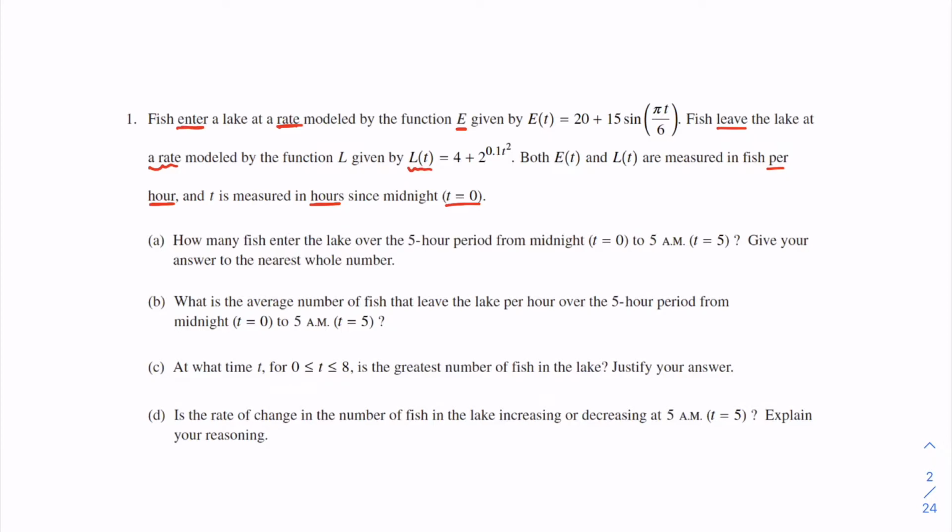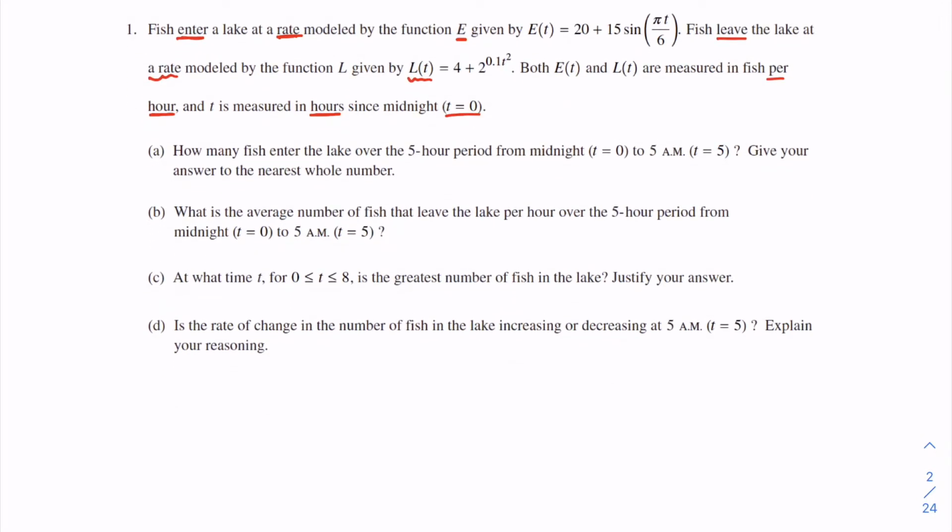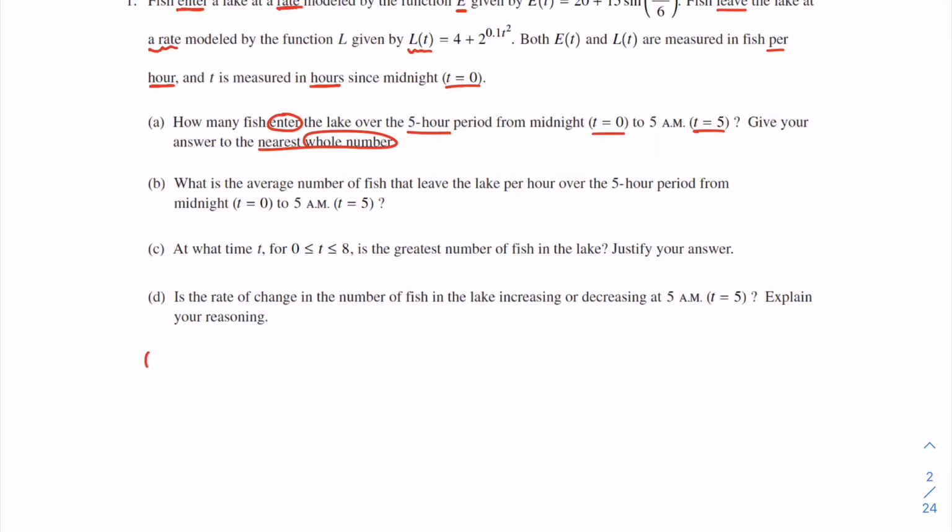So first question, how many fish enter the lake over the 5-hour period from t equals 0 to 5 a.m., t equals 5? Give your answer to the nearest whole number. For part A, in order to find the total amount of fish from t equals 0 to t equals 5, we just need to take the integral from 0 to 5 of E of t dt. Then we plug in the function and use our graphing calculator.